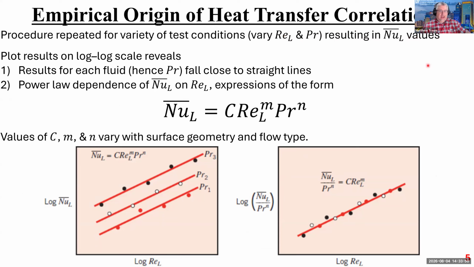And now you can take your Reynolds number, Prandtl number, and Nusselt number and figure out the appropriate correlation by basically plotting them. So it turns out if you plot these experimental values on a log-log plot, what you'll get is a series of lines.